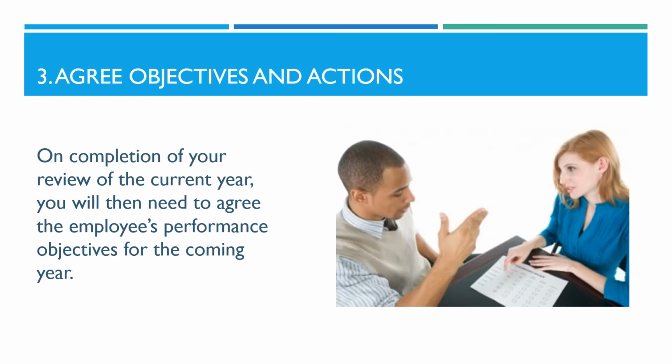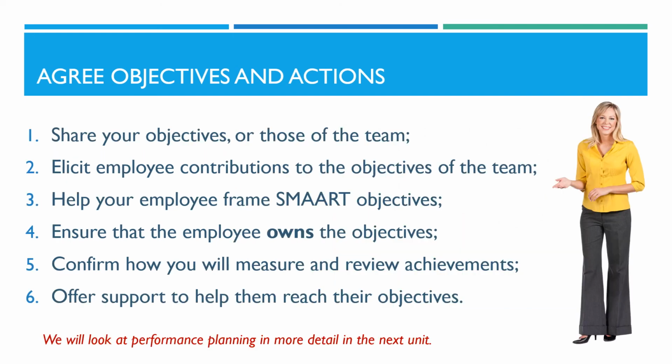And the third step is to agree objectives and actions. On completion of your review of the current year, you will then need to agree the employee's performance objectives for the coming year. We recommend you apply the following guidelines in this part of the review discussion. Share your objectives, or those of the team. Elicit employee contributions to the objectives of the team. Help your employee frame SMART objectives.